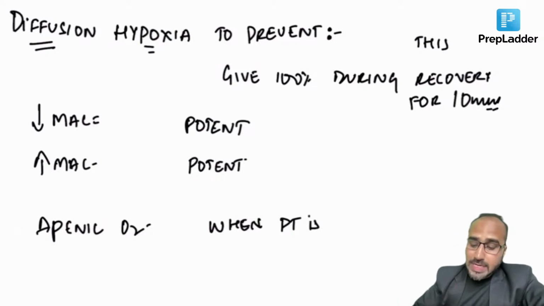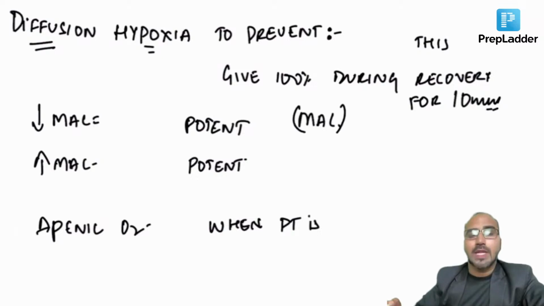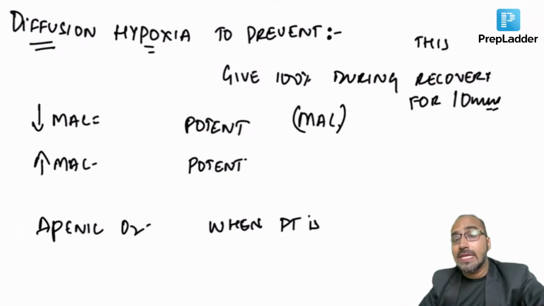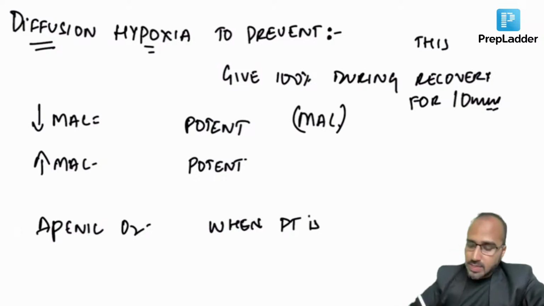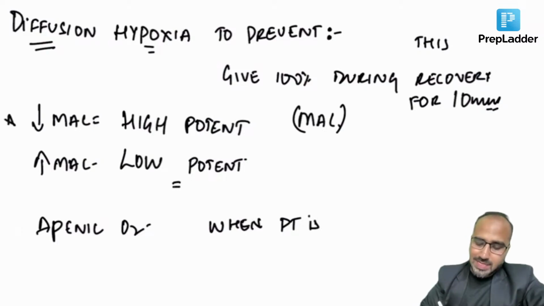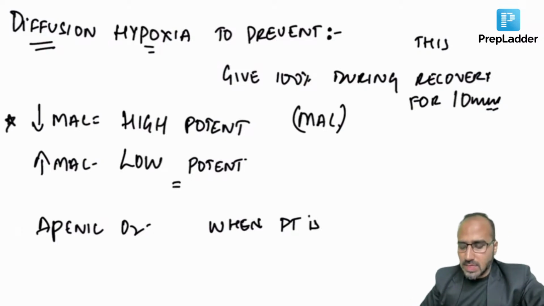You also need to remember something about MAC. What is MAC? Minimal alveolar concentration. What does MAC indicate? The potency of an inhalational agent. Low MAC means high potency, and high MAC means low potency. That's regarding the MAC value.